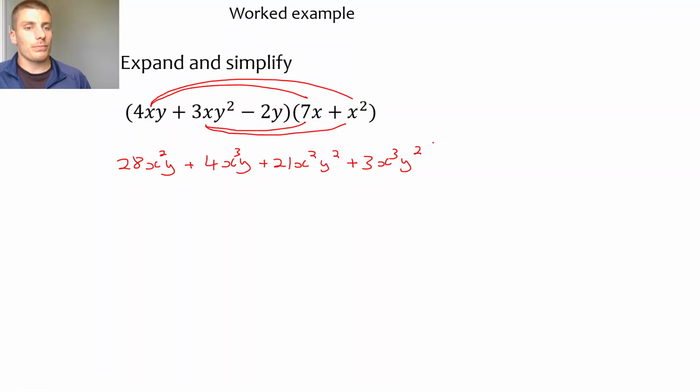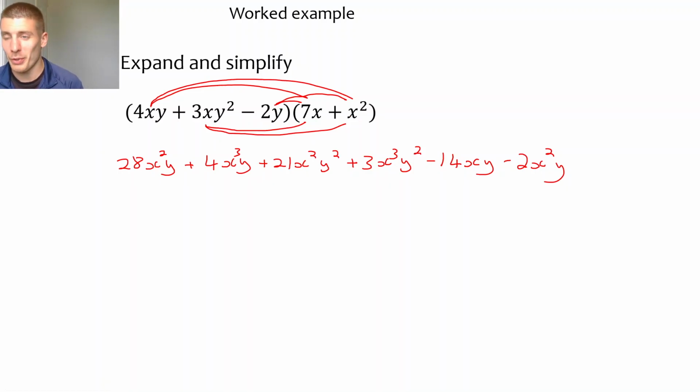Good. Okay, then on to the final part, which is looking at this minus 2 and timesing it through by, first of all, the 7x. Minus 2 times 7 is minus 14. You've got the x and you've got the y left over. I've written x first because of alphabetical order. You've then got minus 2y times x squared, which is going to be, well, minus 2 times plus 1 is minus 2. You've then got x squared, and then you've got the y left over. And that's it. So what you've done here is you've expanded.